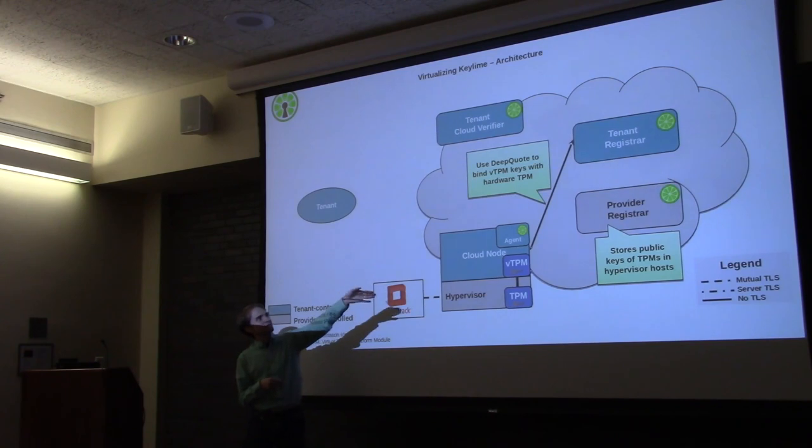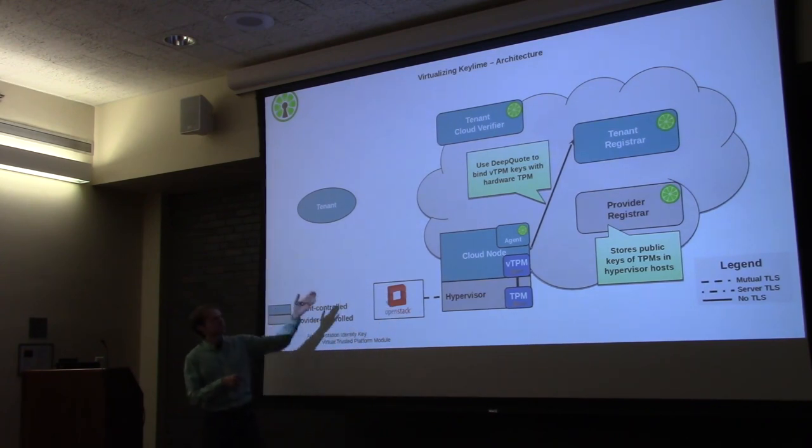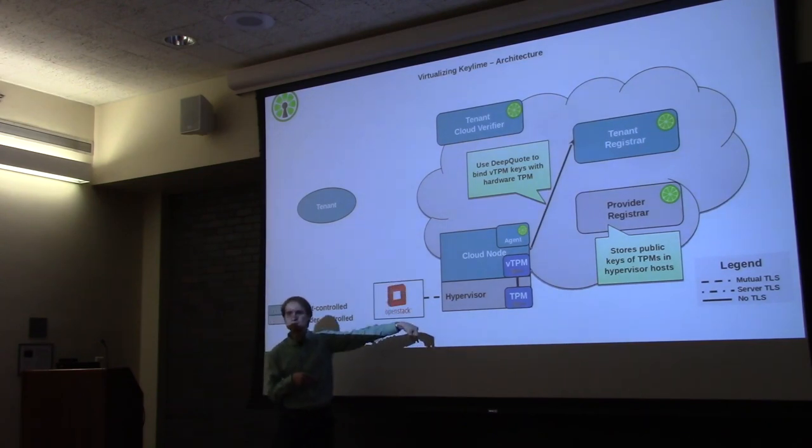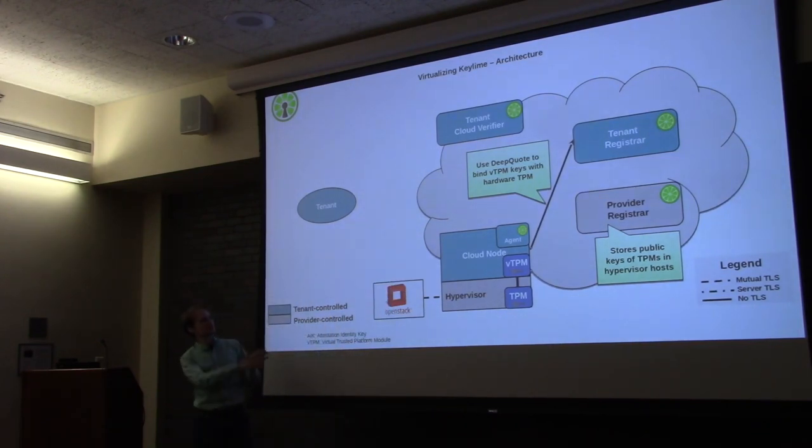So the first thing that the tenant registrar is going to do is request a deep quote from the cloud node. A deep quote is going to go all the way down to the hardware TPM layer to get a full quote.